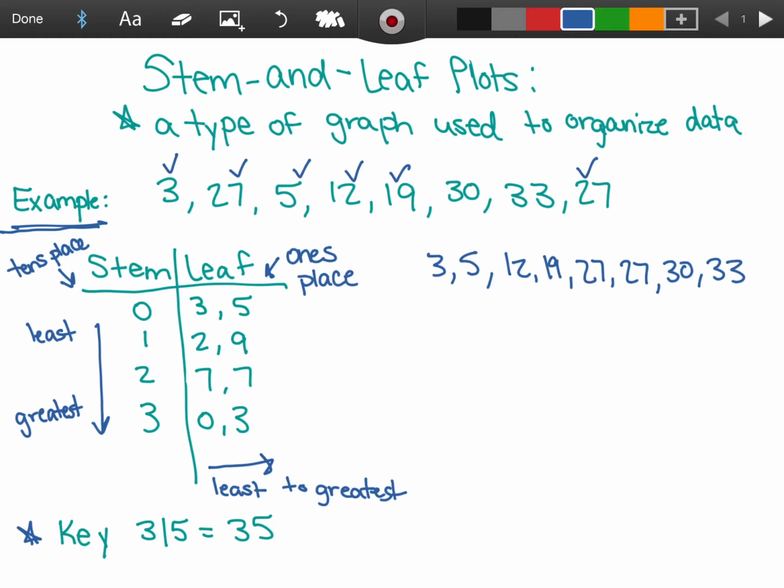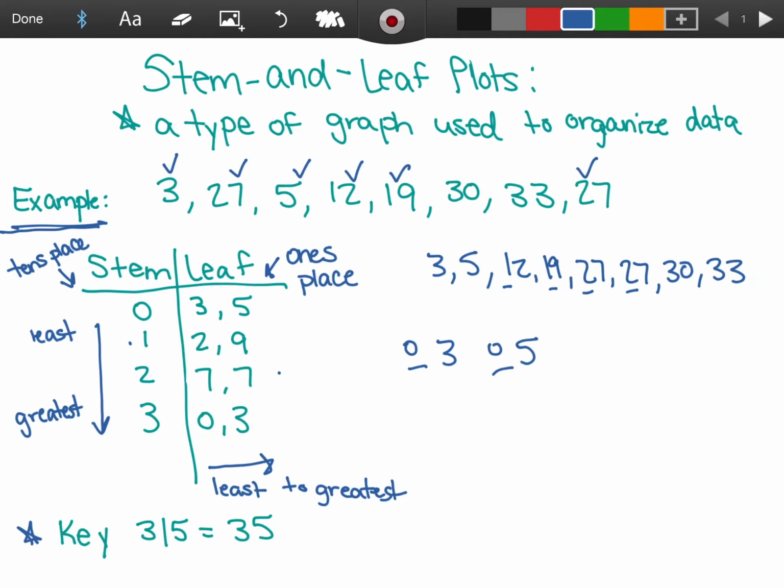So their tens place in 3 and 5 would be 0. Okay, so that would be your stem, and your leaf is 3 and 5. Well, your tens place in 12 and 19 are both 1. So that would be your stem, and your leaf would be 2 and 9, 12 and 19. And for 27, your tens place is 2. So your stem would be 2, and your leaf would be 7. And you have to list 7 twice. You see the dot. You have to list 7 twice because you have the number 27 twice.